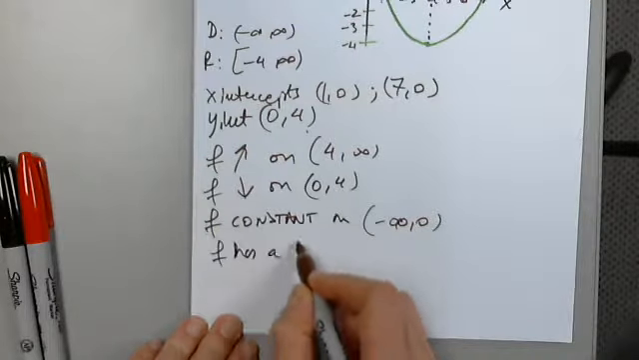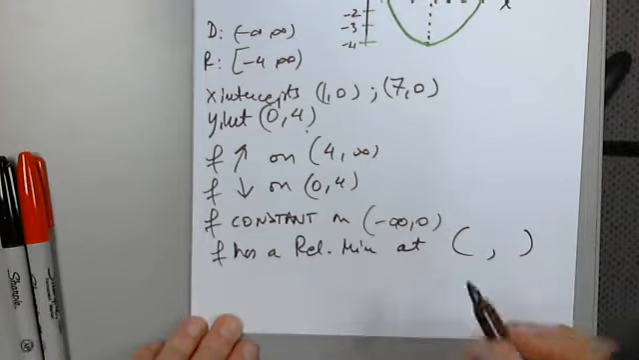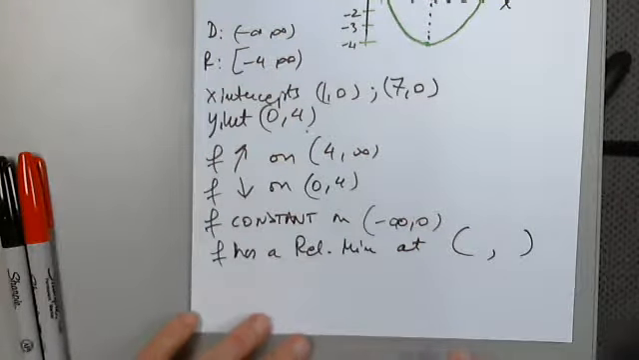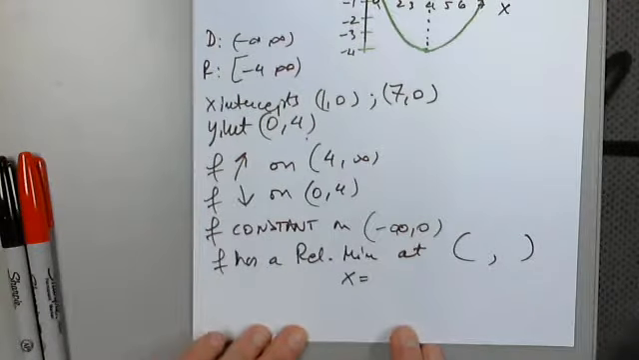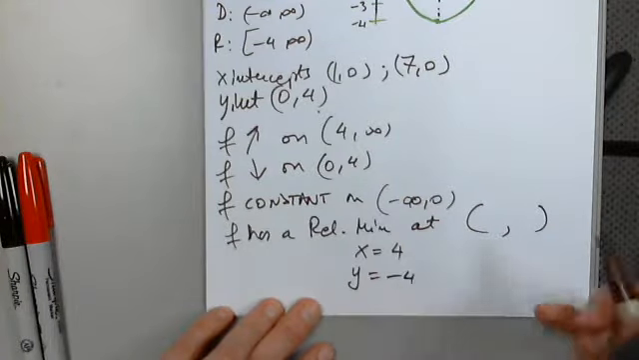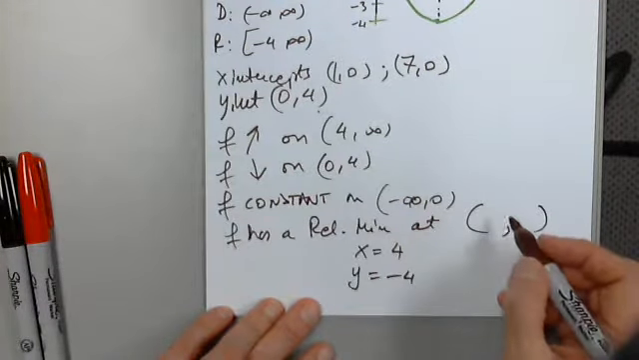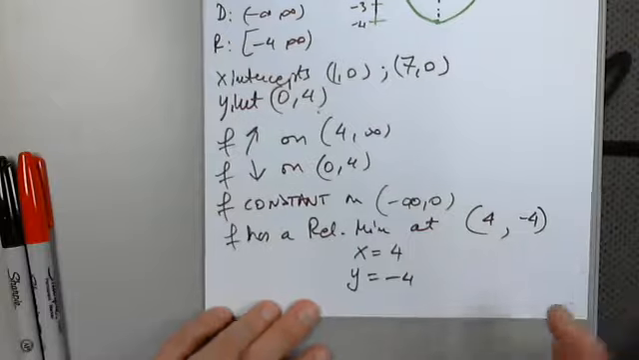F has a relative min at, I should say x first. Which x? Very good. And the y value now is -4. Which point did we read from? Comma. That's it.